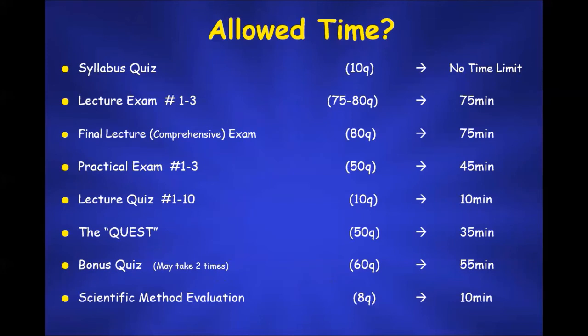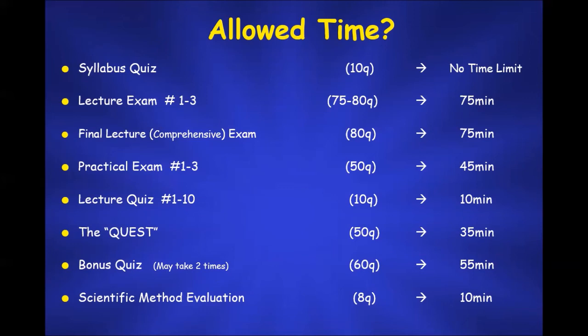So these are the allowed times that you can do them. They're pretty straightforward on the syllabus. There's no real time limit. You have 10 questions. Lecture exams 1 through 3 are anywhere from 75 to 80 questions. You're going to have 75 minutes to do that. The final exam is departmental. It's everything from day 1. You'll have 80 questions, 75 minutes to do that. The practical exams, you have 50 questions for each one of those, and you'll get 45 minutes to do that. The lecture quizzes, you'll have only 10 minutes to answer 10 questions.